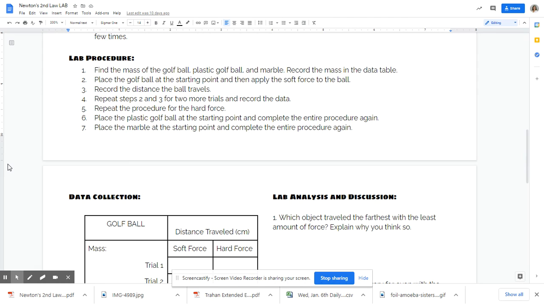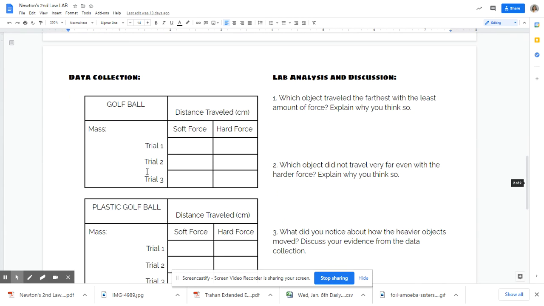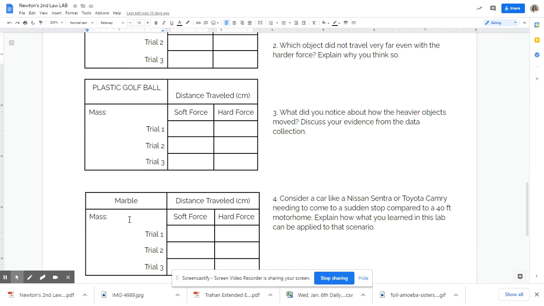Okay, so now to get on to the procedure itself. Notice first thing you're going to do is you need to find the mass of each of your objects. You're going to find the mass of the golf ball, find the mass of the plastic golf ball, and find the mass of the marble. And you're going to record those masses in the data tables. On this page, you can actually put the masses right here in this area for each of the objects.